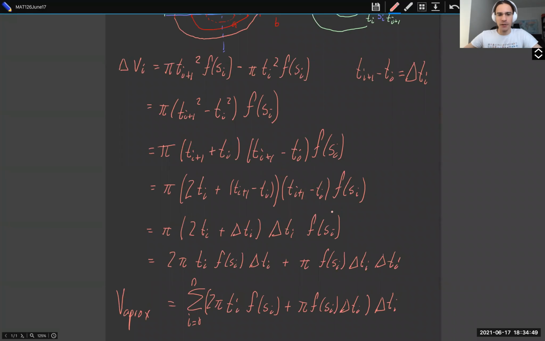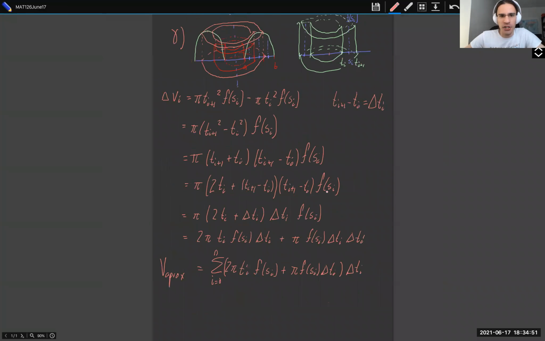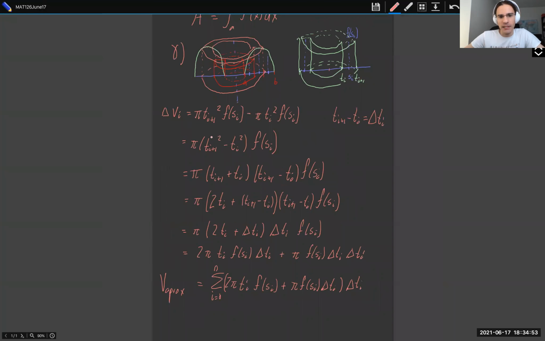And this comes from geometry, right? We looked at what the geometry of a cylindrical shell was. We found what each one of these volumes was, and then we rewrote it and we got this expression. Any questions? If anything's unclear, please ask.